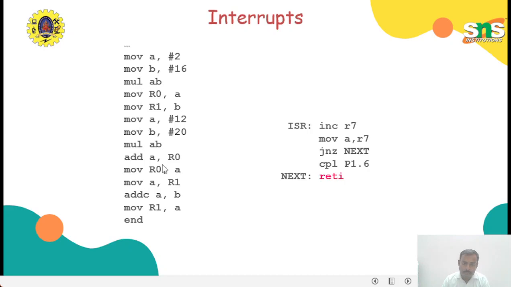During the execution of these instructions, at any time an interrupt may occur. For example, if an interrupt occurs during the execution of this MUL AB, then immediately after this instruction it will be stopped and this ISR will be executed. After completing the ISR, it has this return from interrupt, and it comes to this line. So it starts executing from MOV R0, A. The main program execution will be resumed after completing the interrupt service routine.